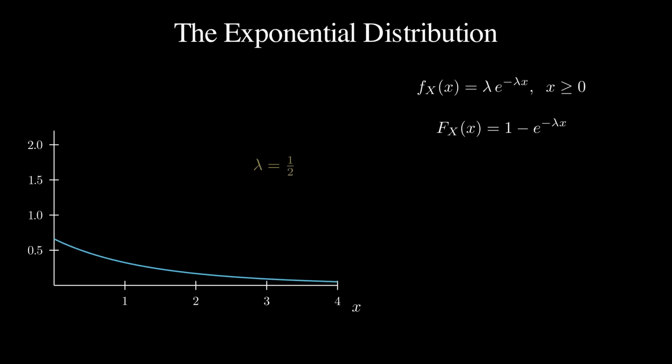The parameter lambda is a rate. With lambda 1/2, the density starts low and stretches out. Raise lambda to 1, then to 2, and the curve starts higher and dives faster. More events per unit time means shorter waits.